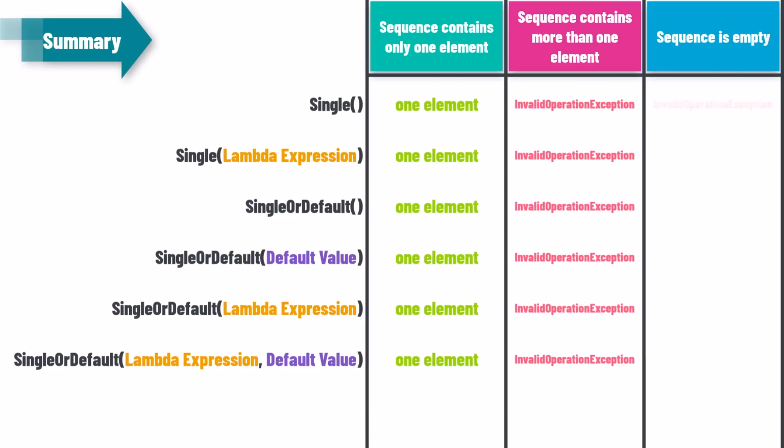Both overloads of Single method throw an exception. The first and third overloads of SingleOrDefault method return the type's default value. The second and fourth overloads of SingleOrDefault method return the added default value. The default value you add must be of the same data type of the sequence you want to query. For example, if you are using the method for a sequence of string, the default value must be also of type string. That's all about both methods for now.